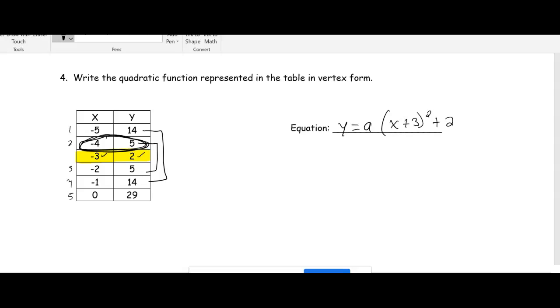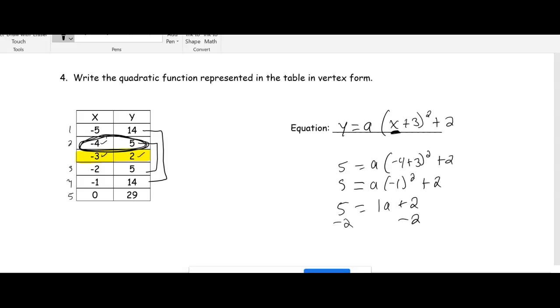So when we now come up here, instead of this y value, I'm going to let my y value be 5 equals a. And then when we get to this x coordinate, the x coordinate in that point was a negative 4. And then same process we did in the previous one. Just go through there solving for a. So should get a negative 1 squared plus a 2. Negative 1 squared is a 1. So it's just 1 times a. Subtract your 2 over. And then a ends up being a 3. So we go back to our equation. And we now know the number in front should have been a 3.